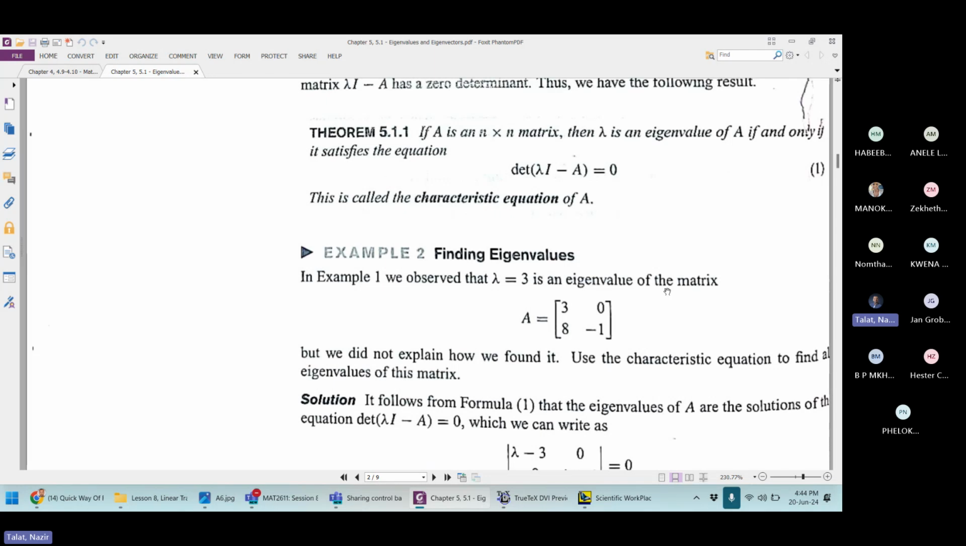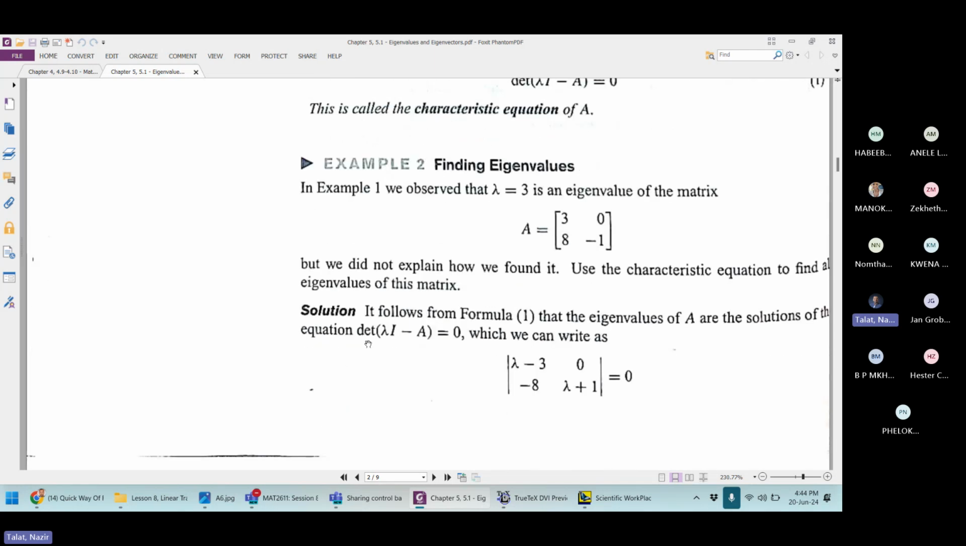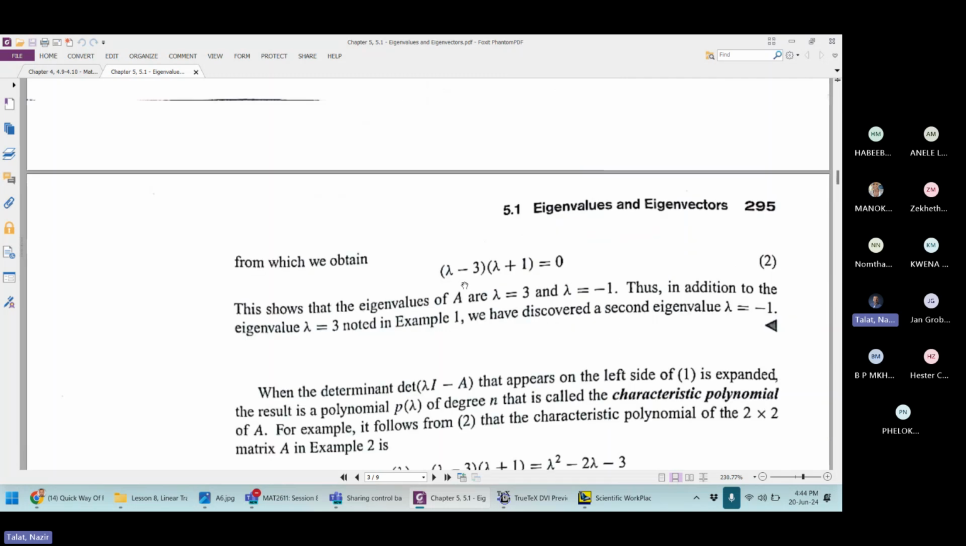For instance, here we can check how to find the eigenvalue. If you have a matrix A, then just take the determinant of lambda I minus A. I mean the identity matrix, so you just need to write the identity matrix, subtract A from that, and take its determinant equal to 0. Determinant is always a real number. When you multiply that out, you will get an equation, and the roots of that equation are the eigenvalues.